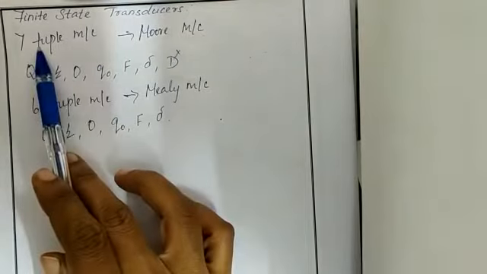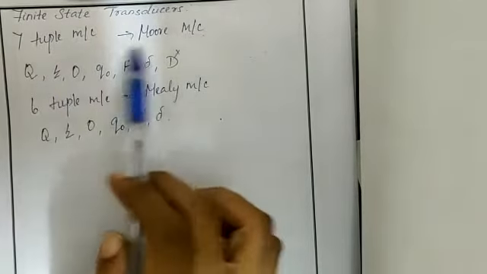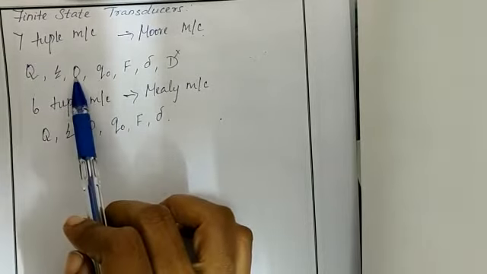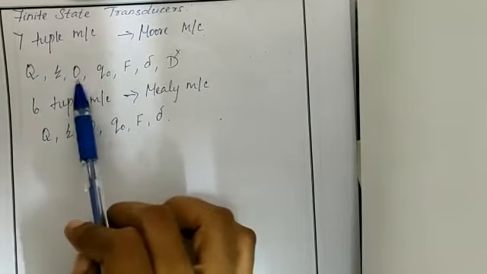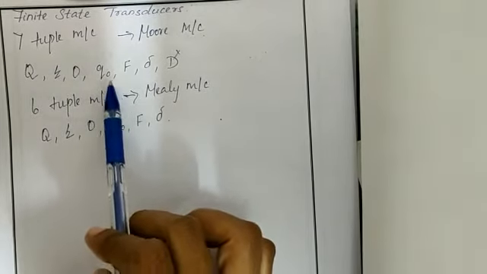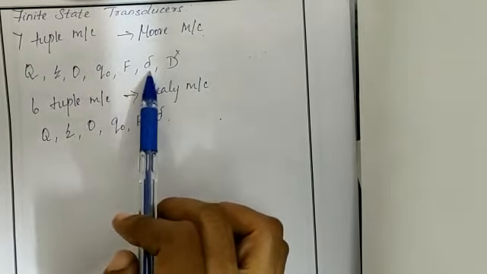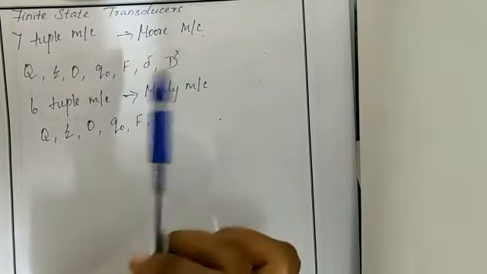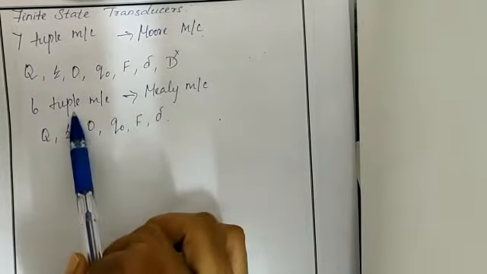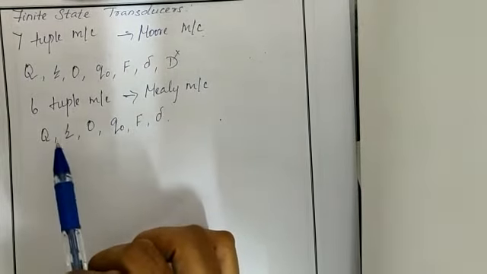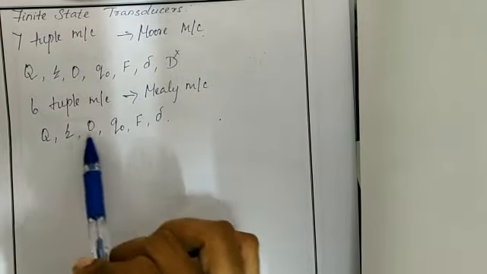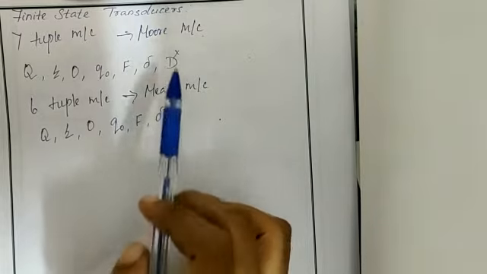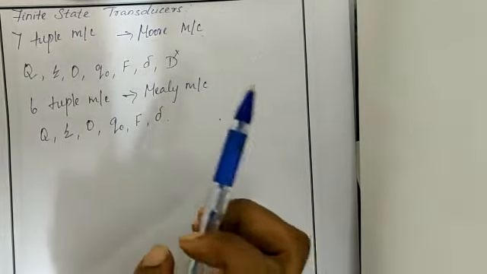Moore machine is a 7 tuple machine. I'll have 7 tuples: set of finite states, input alphabet, output alphabet, start state, final state, transition function, and my display function. Next is Mealy machine. Mealy machine is a 6 tuple machine: set of finite states, input alphabet, output alphabet, start state, final state, and my transition function. Just the display function is missing here.